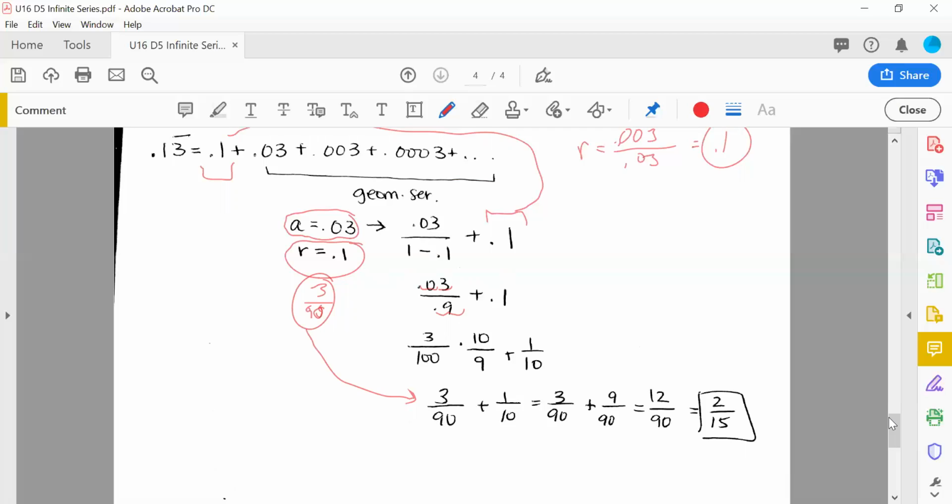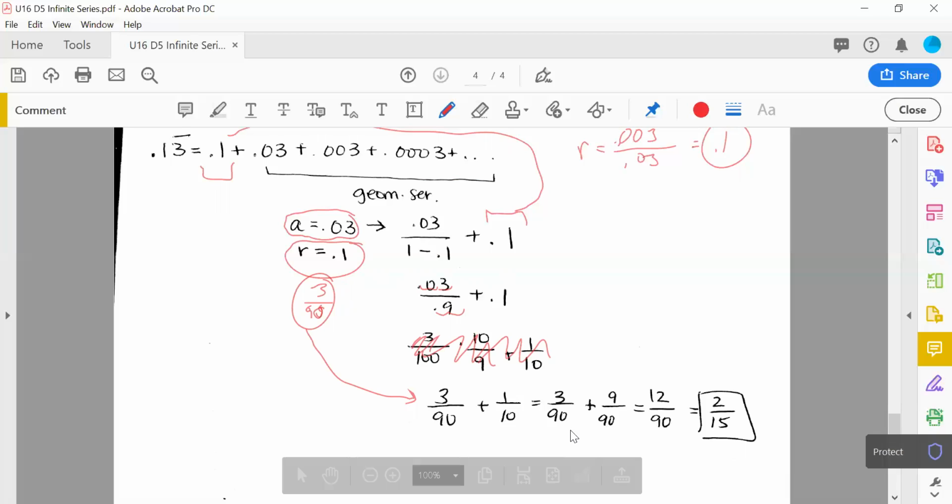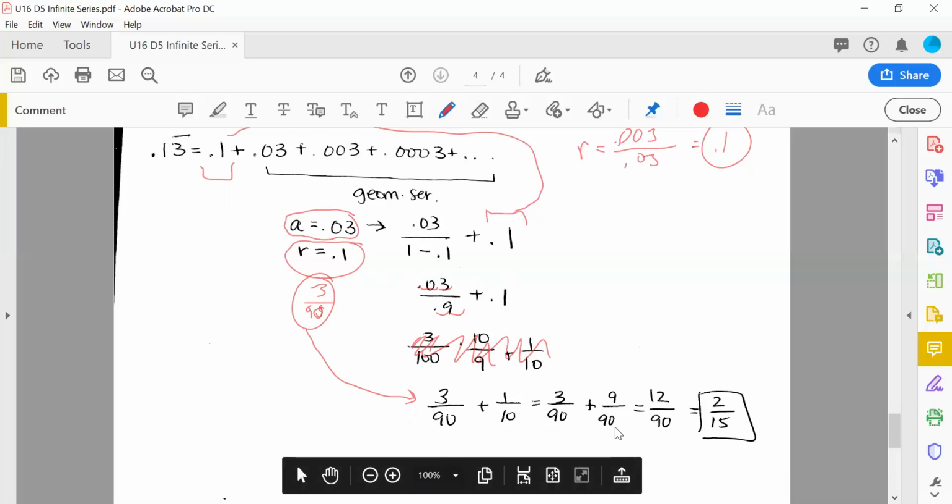If you want to skip over this middle step, completely your call. You don't need to write all this if you really don't want to. You could just say 3/90 plus 1/10, then get a common denominator, 3/90 plus 9/90, that equals 12/90, which reduces to 2/15. That's it.